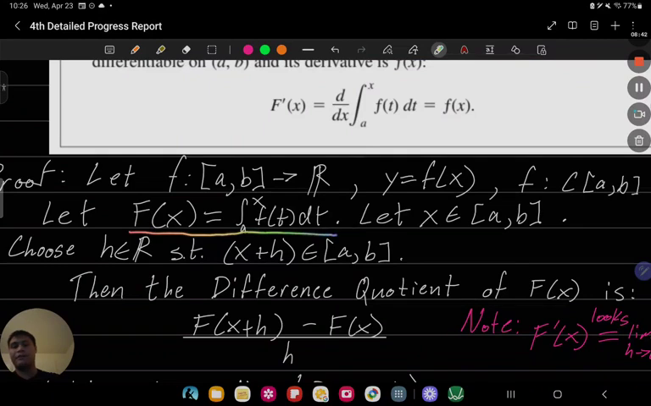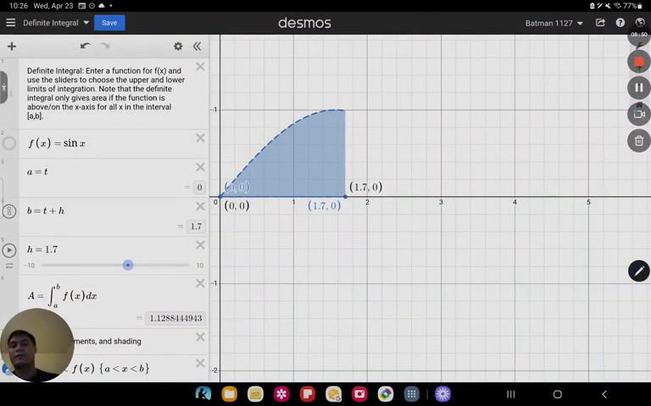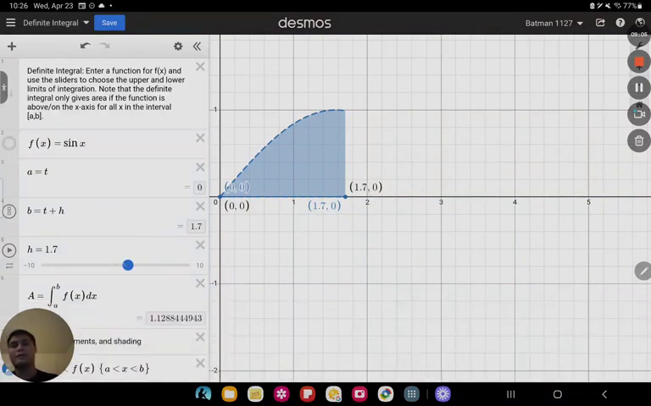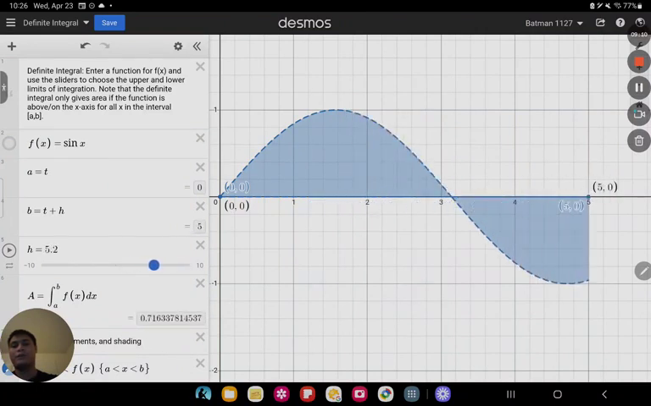Some people like to call this the accumulating area function, and what it looks like, I'm going to switch screens here. What it looks like is if I had a function, and this is sine that's being approximated here, and I move by the value h, it gives me the total area up to h. That's really what's going on here. That's what that looks like. So there's your little animation.